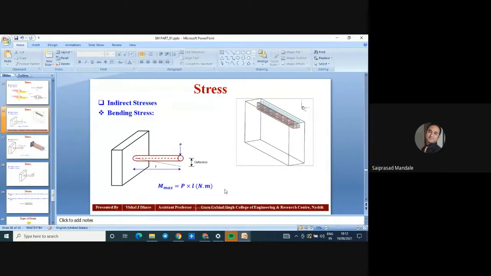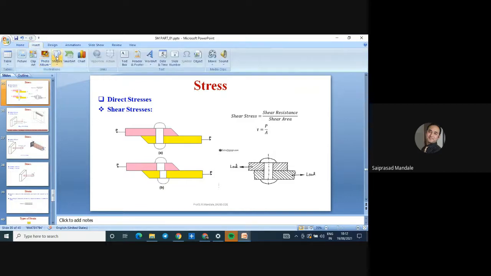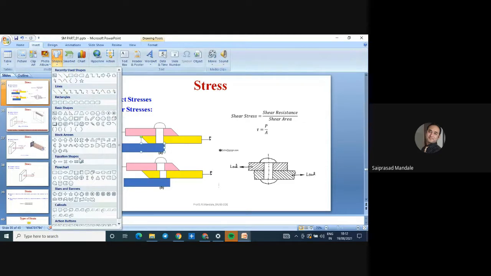But what if it is a double shear failure? If one more plate is added over here, what will happen? Hold on a second, let me add something to it. Suppose there is one more plate and this rivet is copied and pasted. One, two, three plates are there, and the load is applied again over there. What would the failure be?